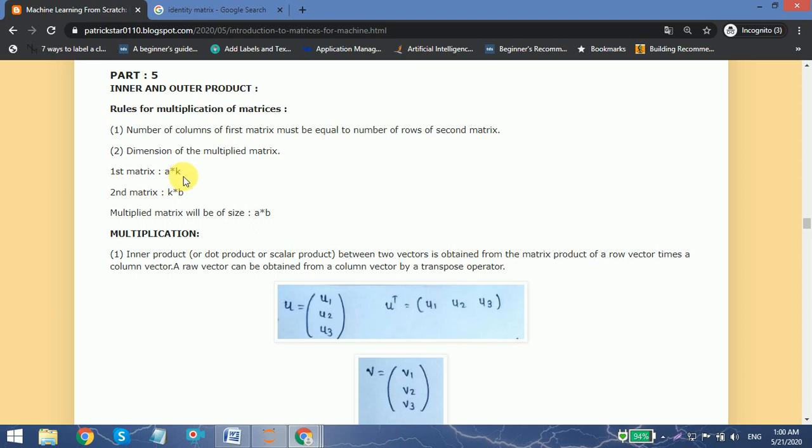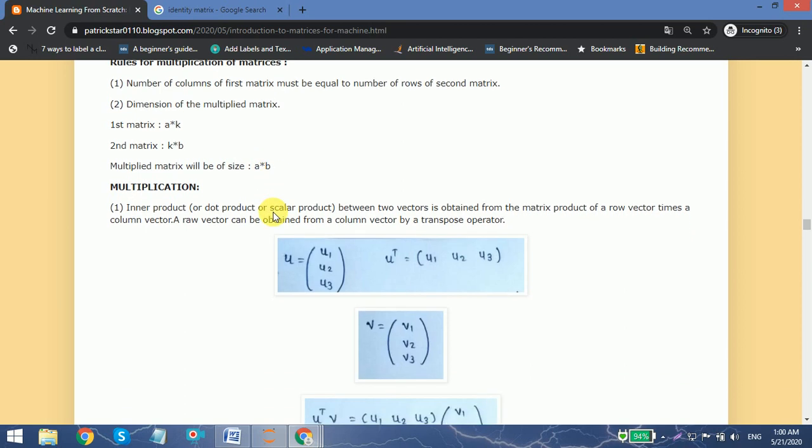Okay, so what will be the dimensions of the multiplied matrix? It will be the rows of the first matrix cross the columns of the second matrix. So here it will be A cross B. Okay, so moving forward to the multiplication.